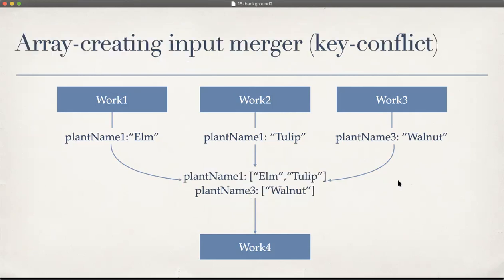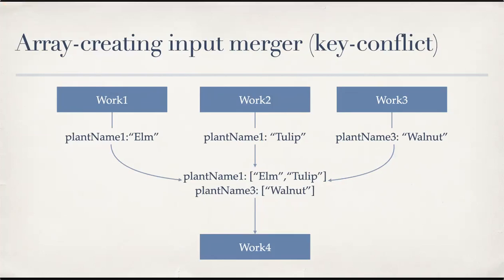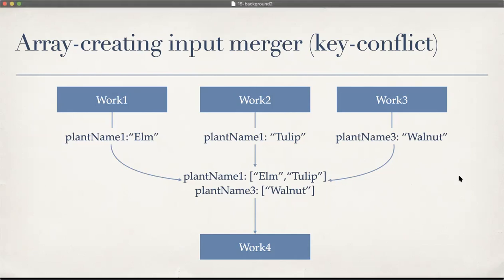And then finally, the array creating one, in case of the same key conflict, it doesn't overwrite it. It just creates an array of stuff. So plant name one is a key to a value that is an array, elm and tulip both. Plant name three is also an array, although it has only one value, walnut in this case. Okay. So that's largely about work managers. There are, of course, more advanced cases, which you can look up online through the official development guide or one of the links that I have provided at the beginning of this slide set.